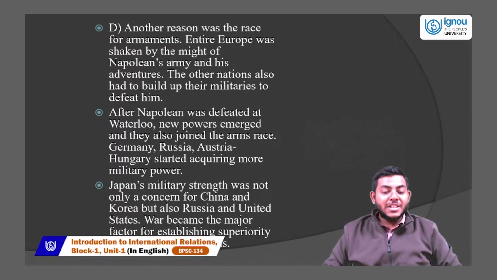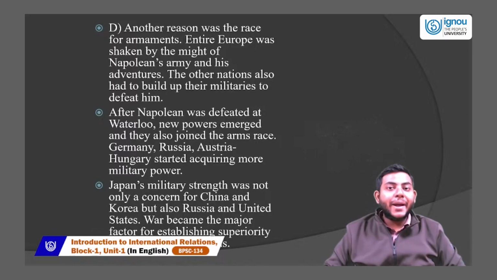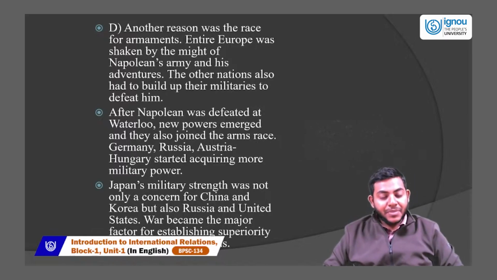Also in Asia, Japan's military strength was a concern not only for the then Qing Empire of China and later on the Republic of China after the 1911 Republican Revolution led by Sun Yat-sen, but it was also a concern for Korea, which was occupied by Japan in 1895, and also for Russia and the United States.